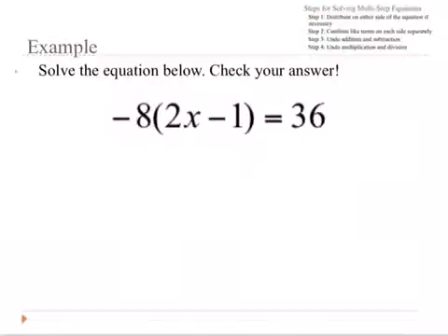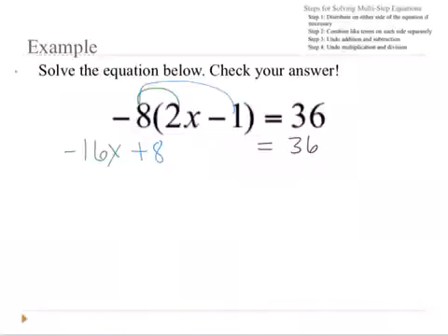Step 1, distribute on either side of the equation. So we're going to go ahead and distribute. Negative 8 times 2x is negative 16x. Negative 8 times negative 1 is a positive 8. Of course, we have equals 36. Step 2, combine like terms. We have no like terms here. We have a single x, and this is a constant, and here's a solution which is also a constant.